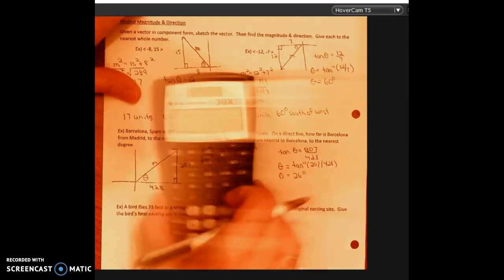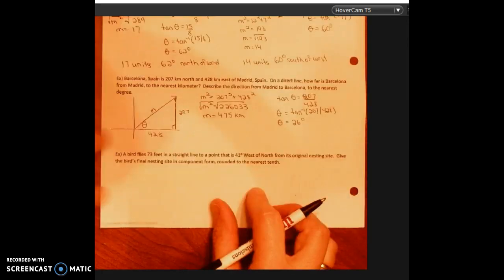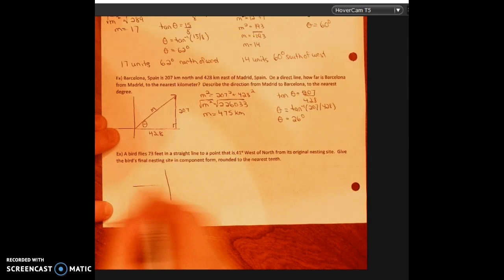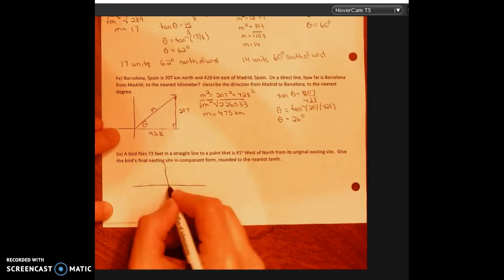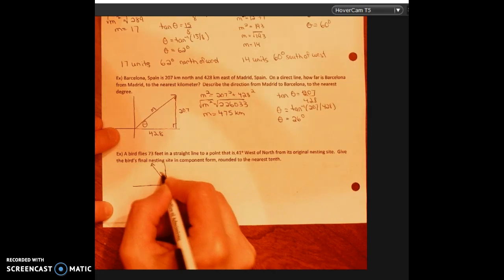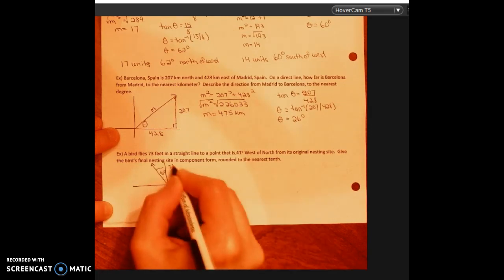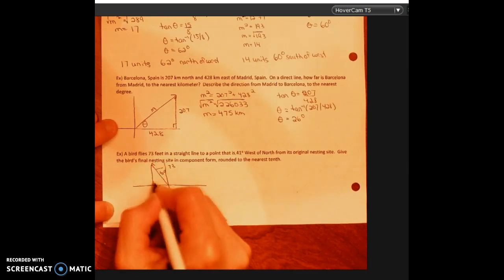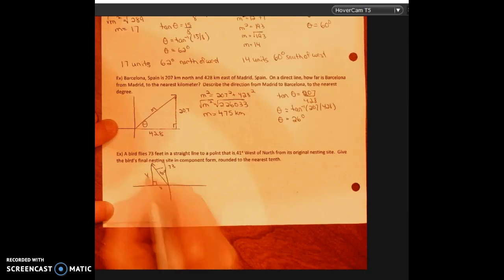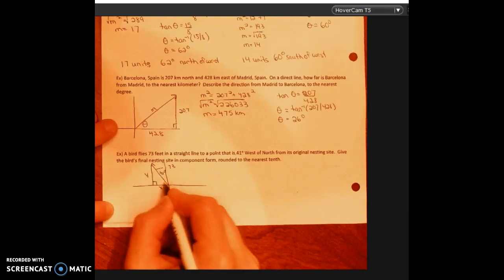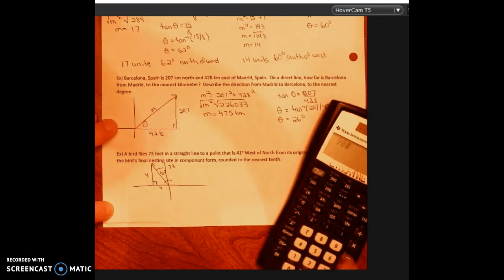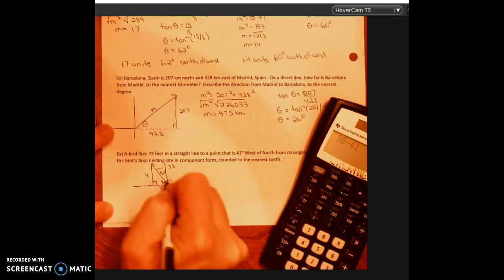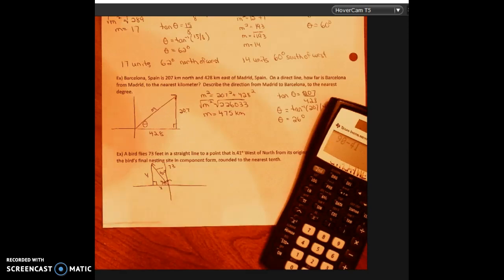Okay. Last one, it says it flies 73 feet in a straight line to a point that's 41 degrees west of north. So that means we're heading north, and then we're heading west. Here's 41 degrees. My magnitude is 73. They want us to find what it would be in component form. I drop this in. This is my x, and this is my y. One thing I want to point out, I'm going to find this angle. 90 minus that 41 gives me 49 degrees. I'm going to pause it, give you a minute to set it up, and then I'll come back on.